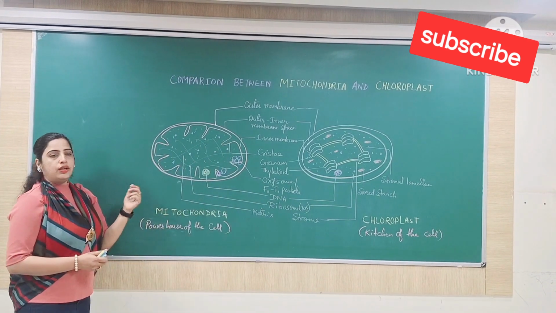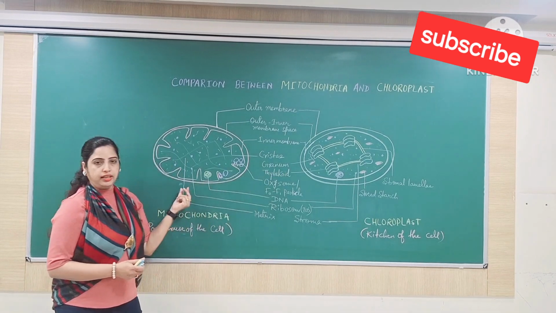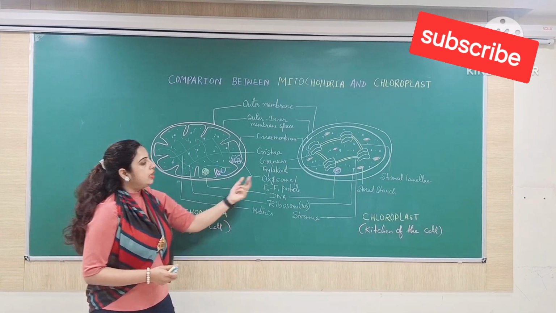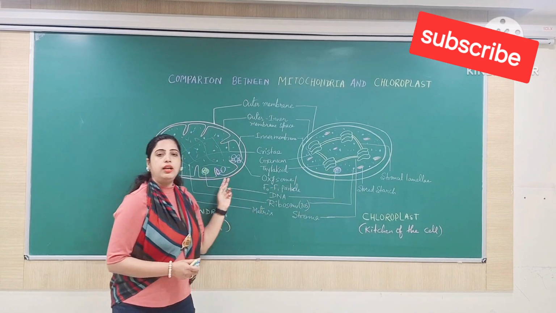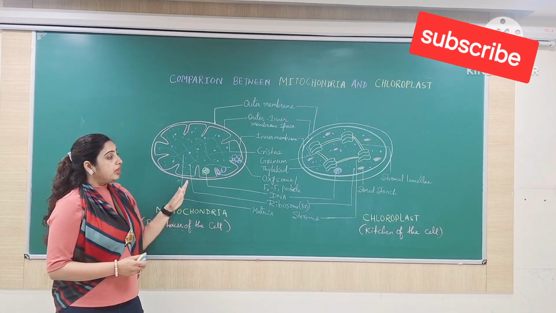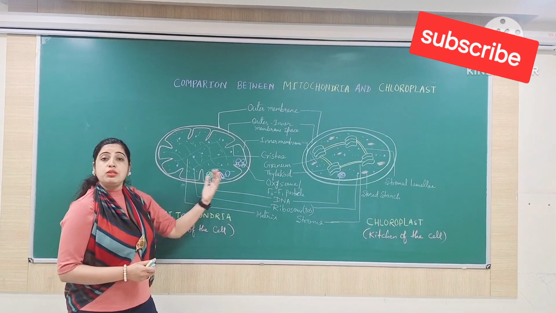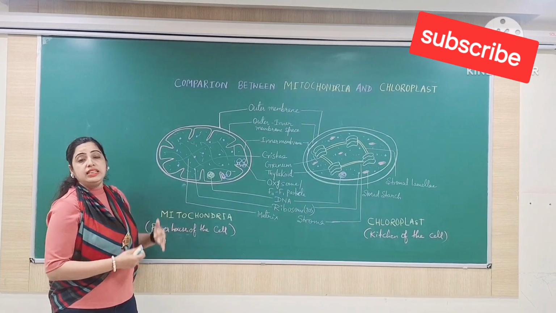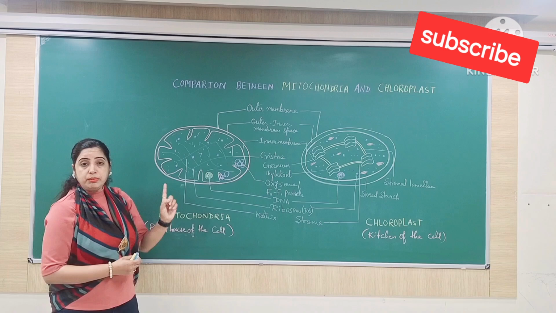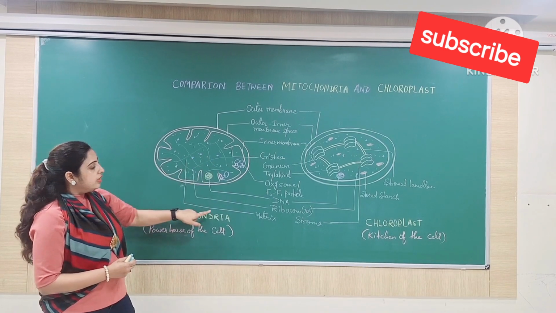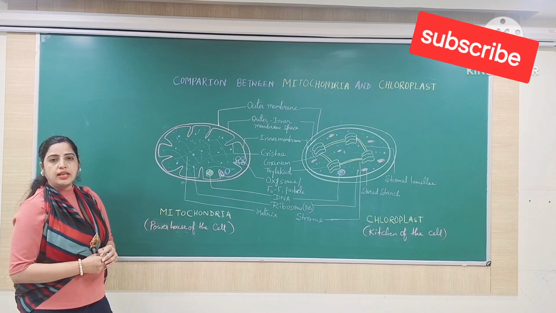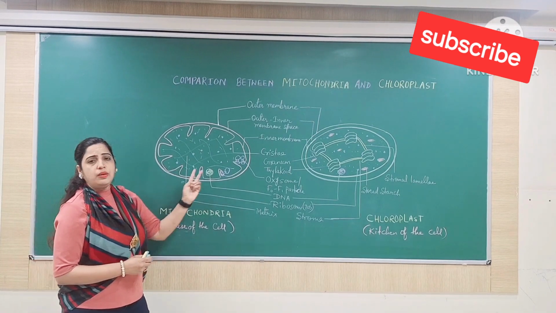Both of the cell organelles have their own DNA. So here we can call it mitochondrial DNA, whereas here we can call it plastidial DNA. That is why these two cell organelles are also known as cell within the cell. One more reason behind that is they have their own ribosomes, which are of 70S type. Why do we call it cell within the cell?